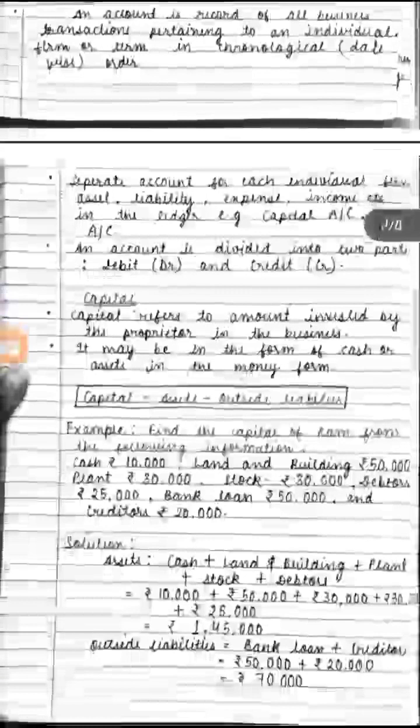The next term is capital. Capital means the amount which is invested by the owners in the business. We can calculate the value of capital by using the formula: capital is equal to assets minus outside liabilities.